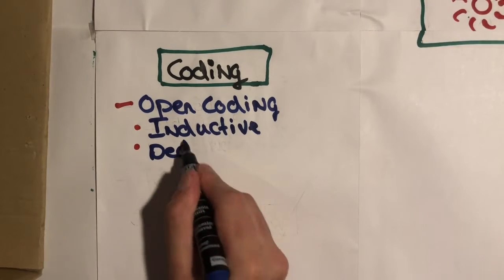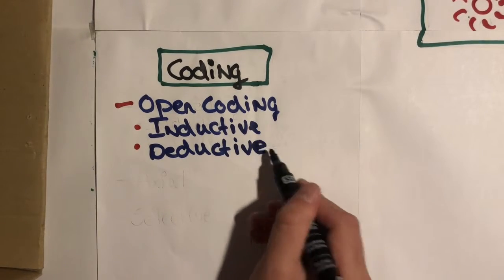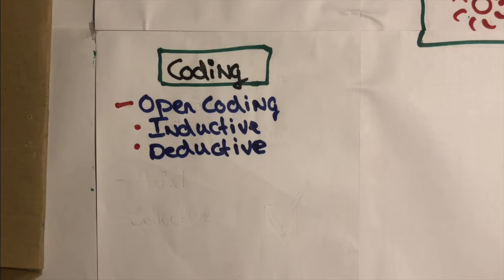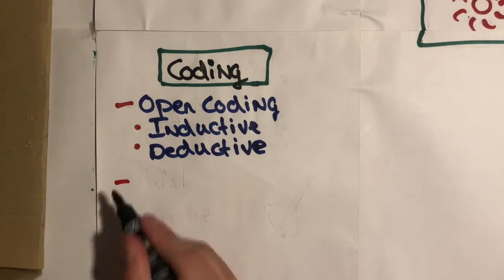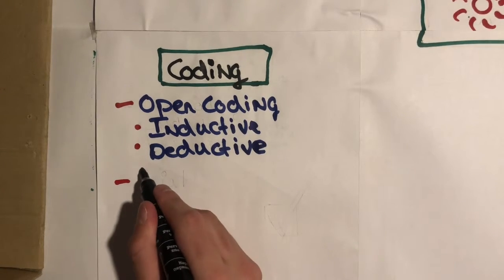Inductive coding is concerned with the generation of new theory emerging from the data. We will mainly focus our research on inductive coding. Deductive coding is concerned with testing theory, and the emphasis is mainly on causality.